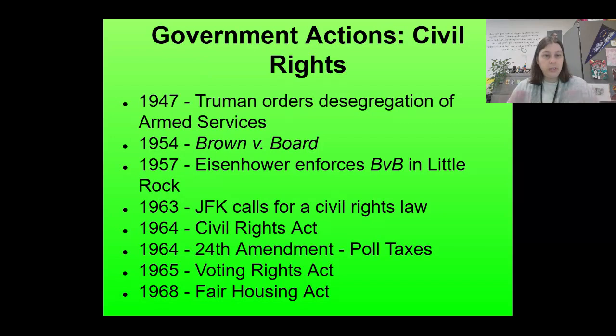So if we survey this list, what we have is actions of presidents, right? Truman desegregating, Eisenhower enforcing Brown versus Board, Kennedy calling for a civil rights law, Johnson supporting the Civil Rights Act and lobbying for its use. And then we also see actions by Congress, right? The laws that are passed by Congress: the Civil Rights Act, the Voting Rights Act, and the Fair Housing Act. And of course, we also see actions by the Supreme Court, Brown versus Board, and there are other court cases too. So those are, again, government actions for civil rights.